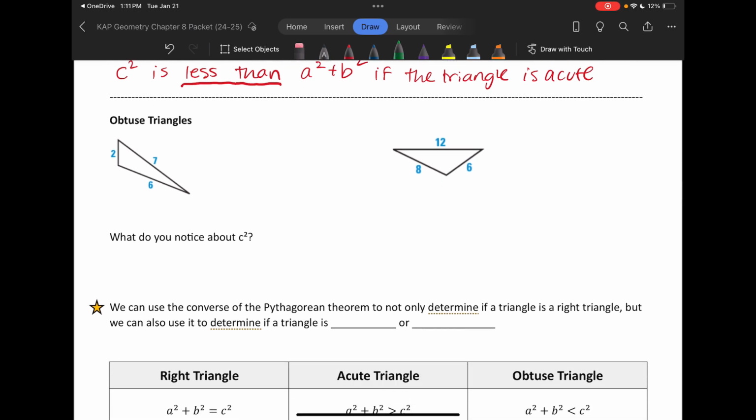For these obtuse triangles, let's use the Pythagorean theorem and see what happens, right? Remember, c is the longest side, so in this particular instance, we're looking at 7 being c. Here's our a, here's our b.